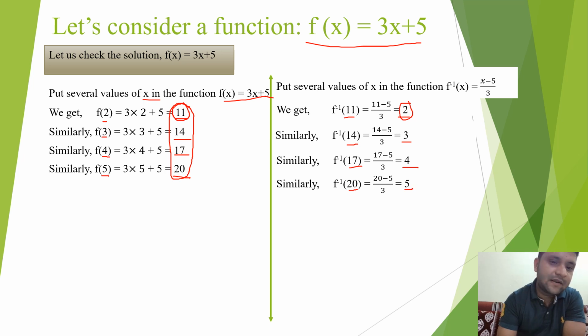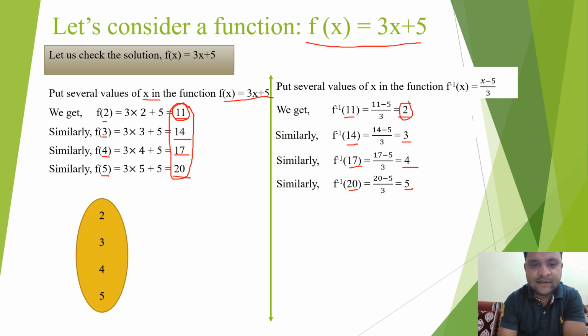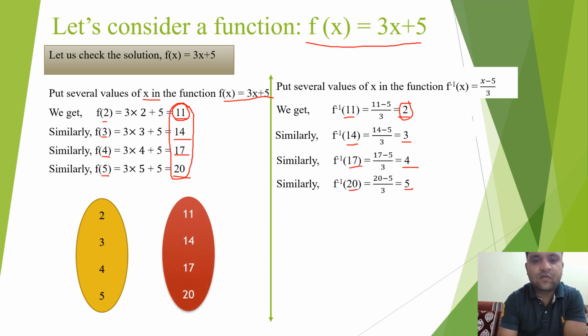So as the name suggests, in the inverse function the output and input are interchanged. Now we can show this in an arrow diagram. 2, 3, 4, 5 are the inputs and the outputs are 11, 14, 17 and 20. The first component is x, and the second component is f(x). So 2 is paired to 11 because when 2 was kept as input, 11 was the output. 3 is paired to 14, 4 is paired to 17, and 5 is paired to 20.